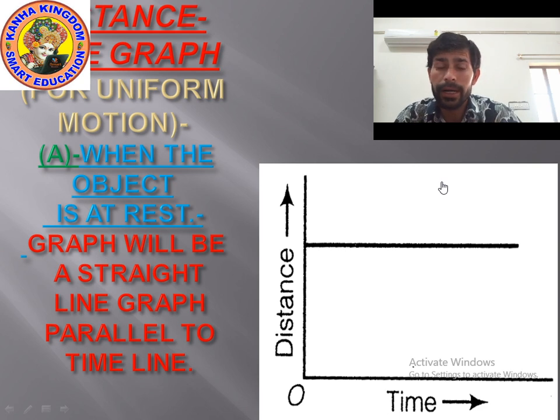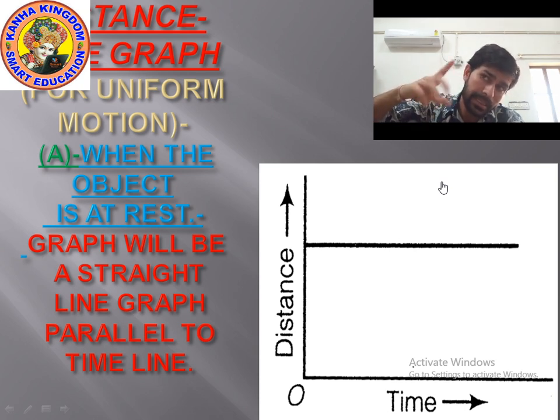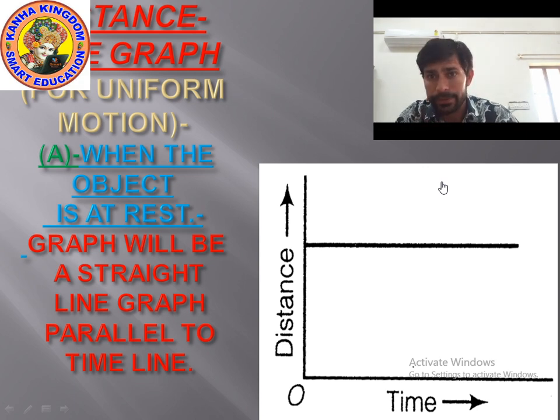Suppose your car is at home, it means it is not moving, nobody is driving, your father is not driving the car, it means the car is at rest. So in that condition, the time will be 0 and distance will be 0, because the car is not traveling. It means at the same position, time is 0 and distance is 0. 0 minute, 0 kilometer, 0 hour, 0 kilometer, 0 second.